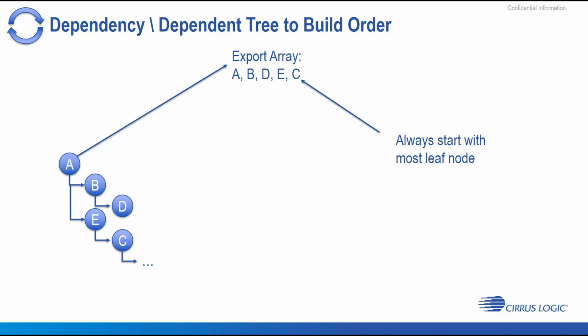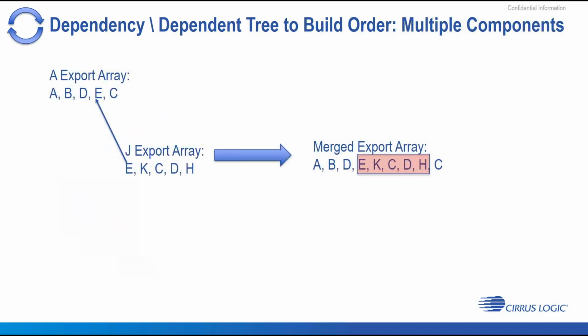All right. One of the things I showed you in the application is, what if I don't just want to build A? I want to build A and J and H and whatever else you want. Well, I play the same game. Let's imagine that we had a J export array, and it depends on E, K, C, D, and H. Great. I'm totally making all this stuff up now. If you fall asleep, I won't be offended.